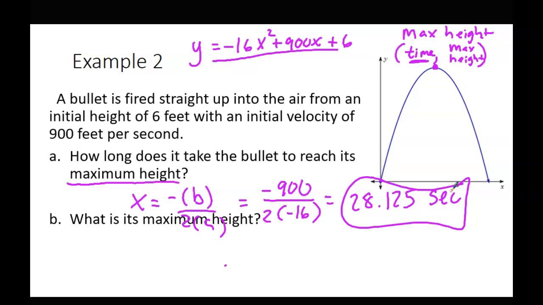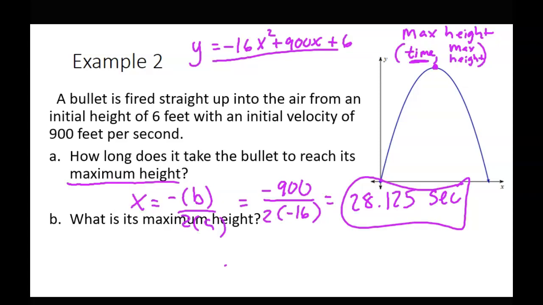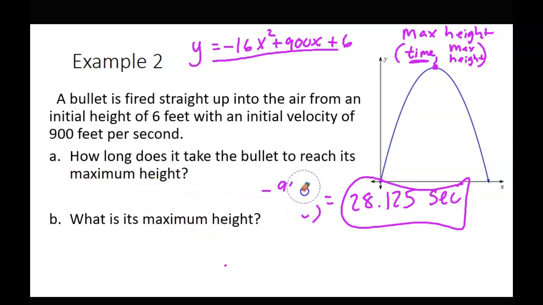All right. Now, let's go ahead and look at part B. Part B is a whole different question. Part B is asking us not how long does it take to reach the max height, but what is the maximum height? They actually want to know the y variable. How do you find the y variable of the vertex? You plug it in, right? So you take your answer from part A, and you plug it in to find the y value of the vertex, which is your max height.